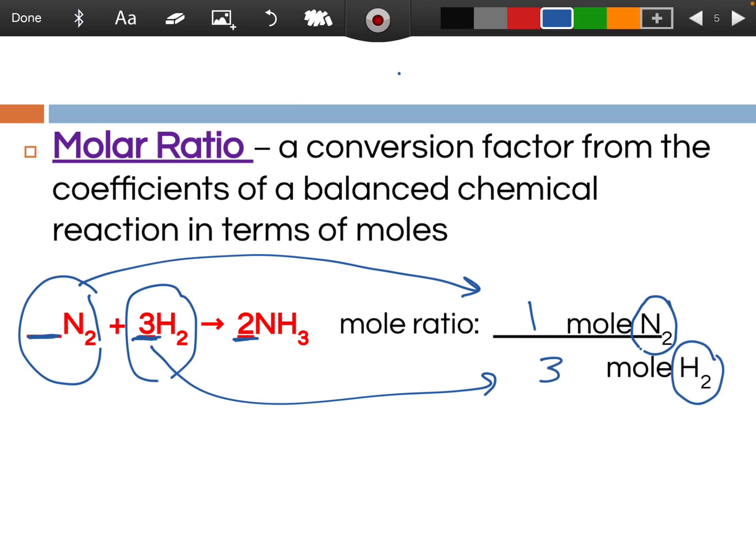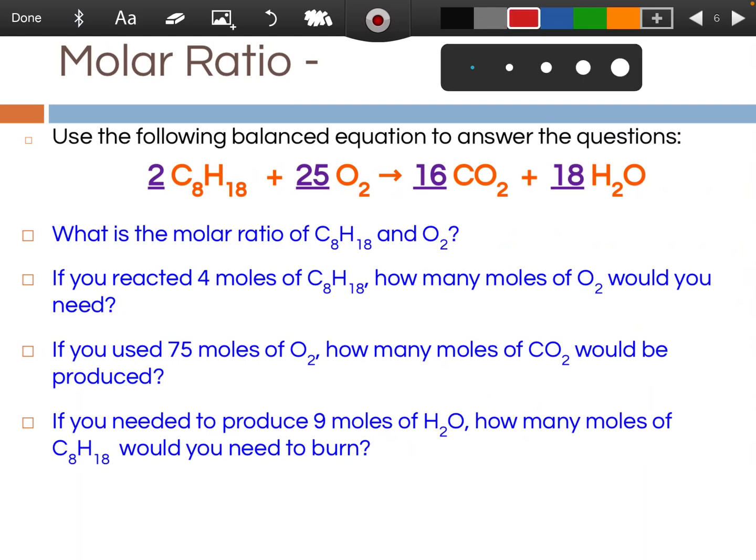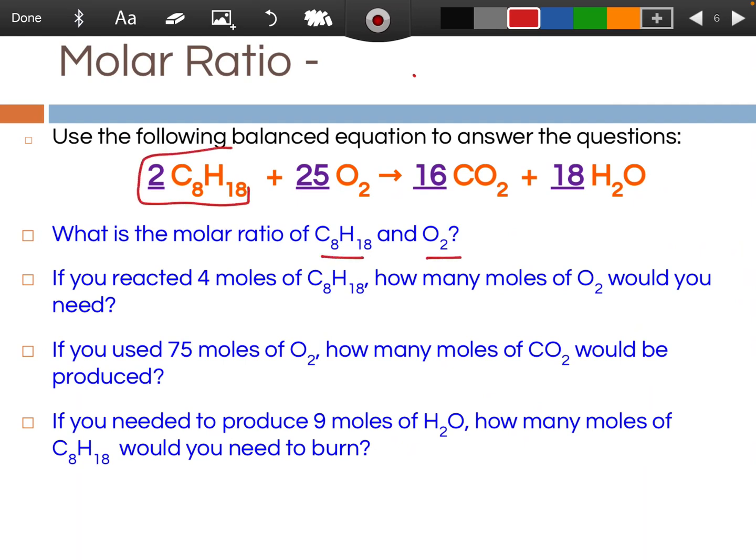All right, so let's try this in an actual calculation. You really have to be careful about what chemicals the question is asking for. Question 1 says, what's the mole ratio between C8H18 and O2? The problem is only asking about these two chemicals, so we only care about those two chemicals. We know the ratio from our balanced equation is 2 to 25. For every 2 moles of C8H18, we would need 25 moles of O2.